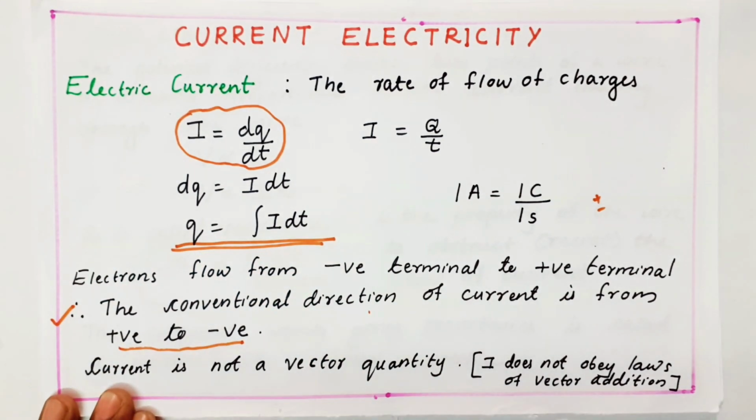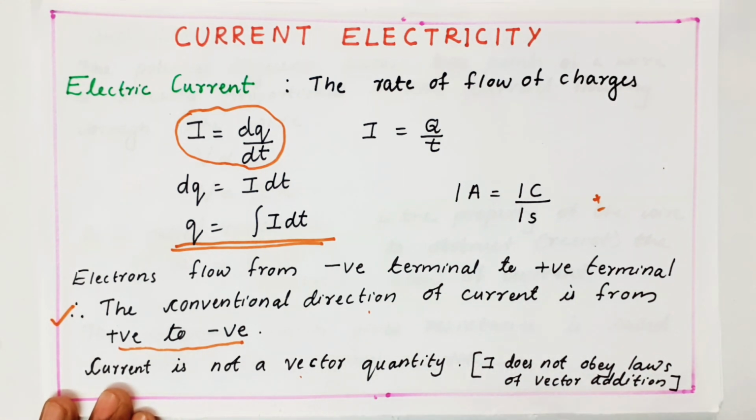So that is the main thing you have to remember. What is the direction of current? It is from positive to negative. Another main quantity you should remember is that, though I told about the direction, current is not a vector quantity because it does not obey the laws of vector addition.